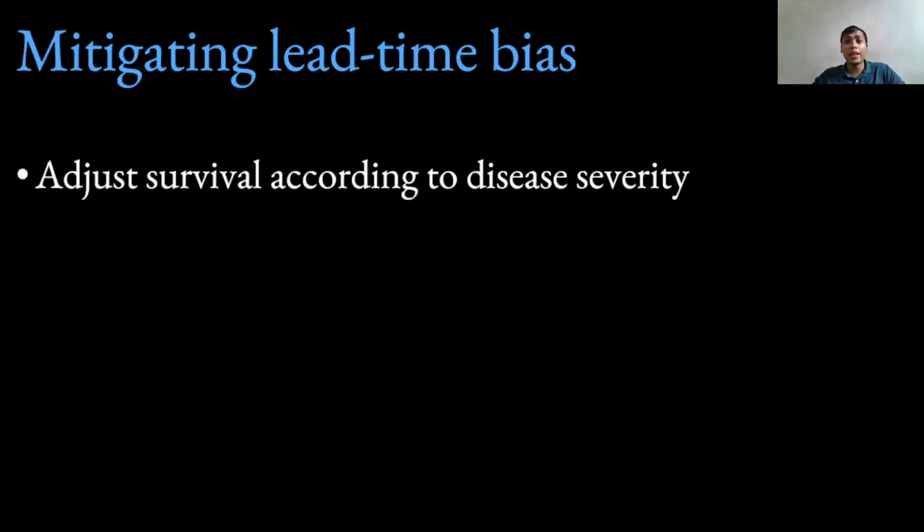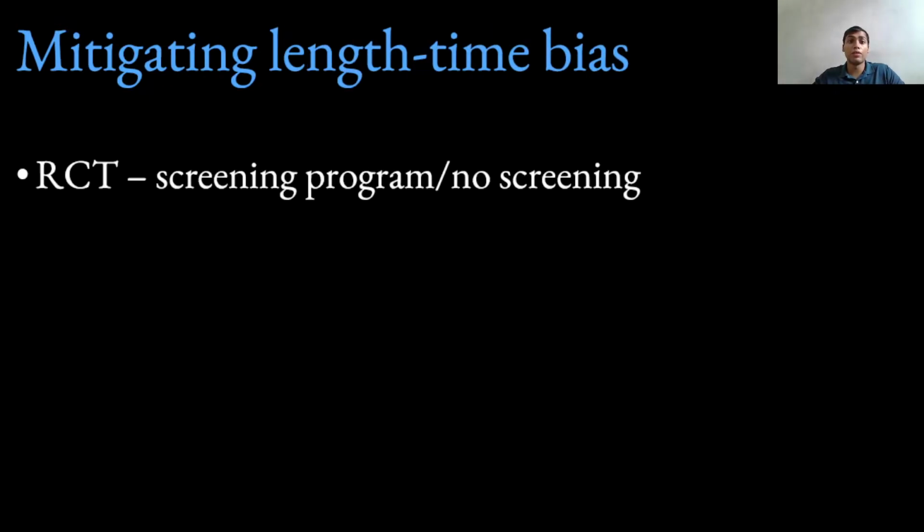We can mitigate lead time bias by adjusting the survival according to the severity of the disease at the time of the diagnosis. And finally, we can mitigate length time bias by performing a randomized controlled trial where we assign subjects to the screening program or to no screening at all.